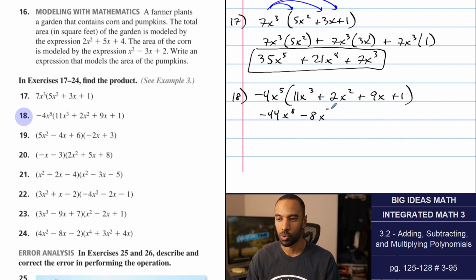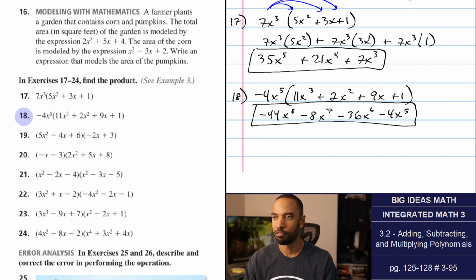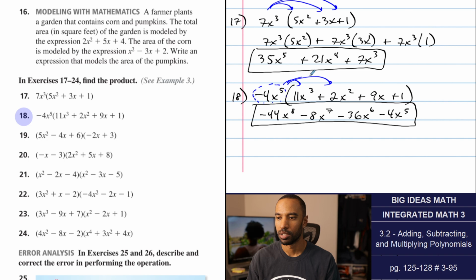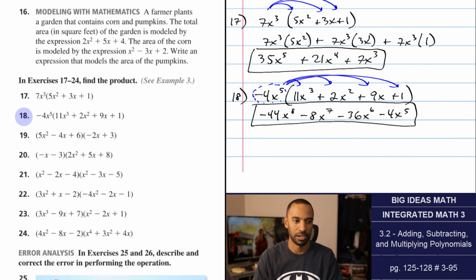X to the 5th times x squared is x to the 7th. Negative 4 times 9 is negative 36. X to the 5th times x is x to the 6th. Negative 4x to the 5th times 1 is negative 4x to the 5th. So all of the signs turn negative. There's the distribution of negative 4x to the 5th into each and every one of those terms. You do coefficients multiply together, variables multiply together, so their exponents add. And there you have it.